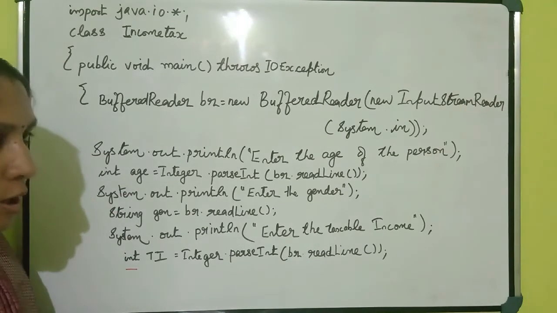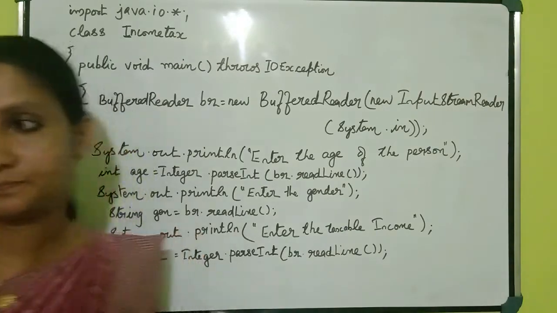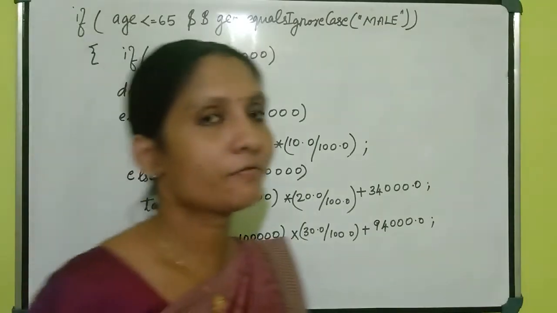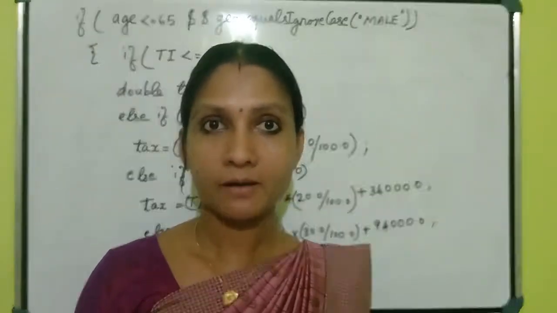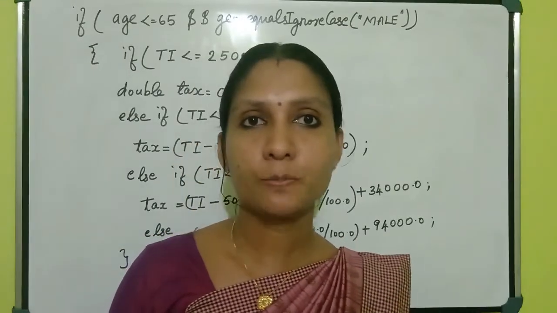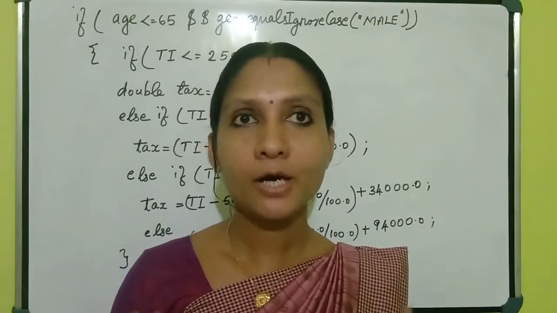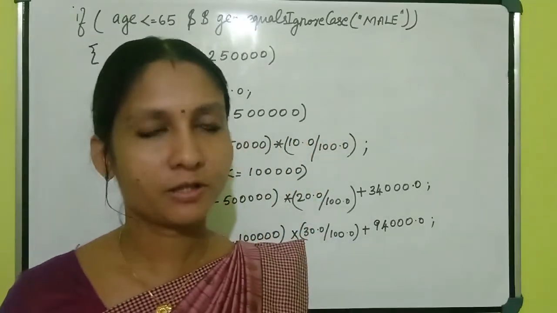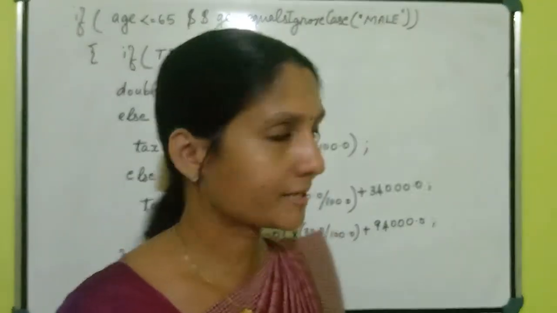Okay. I think you all understood this part. Let's do the next step. Okay. First of all, there is a condition. What is that condition? Gender should be male and age should be less than or equal to 65. That's our condition. You have to satisfy both conditions. Then only you can do the calculations. Otherwise, you have to print the wrong category.